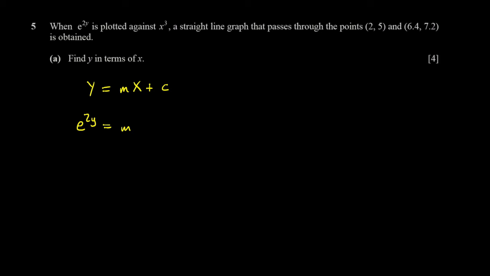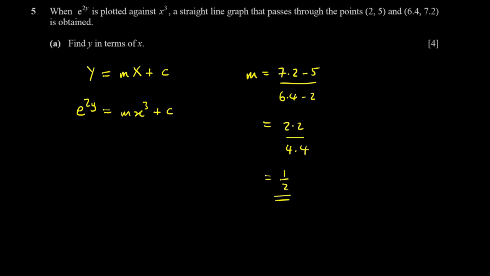Let me just undo that. There we go, X cubed plus c. Right, because we're plotting e to the 2y against x cubed. So if we want to find the equation of this line, basically we need to find out what the gradient is and what the y-intercept is. Well, how are we going to find the gradient? Gradient is y2 minus y1, so 7.2 minus 5, over x2 minus x1, which is 6.4 minus 2. And if we do that, we get 2.2 divided by 4.4, and that's equal to a half.